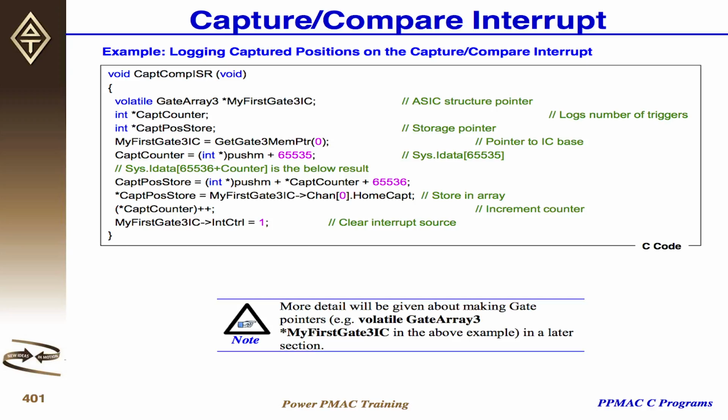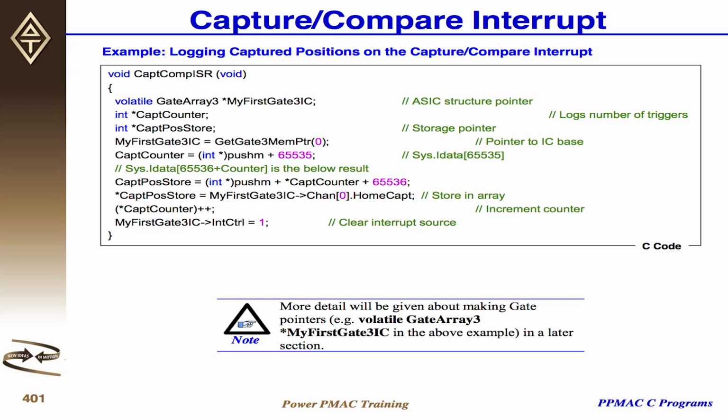And this is how you read the stored position. It's in gate3 chan sub j.homecapped. And something to note, in case you don't remember it from earlier in the training: in order to rearm the capture, you need to read home capped so that you basically tell the gate it's okay to get another trigger. So you read home capped, store that somewhere, and then you can get another trigger.